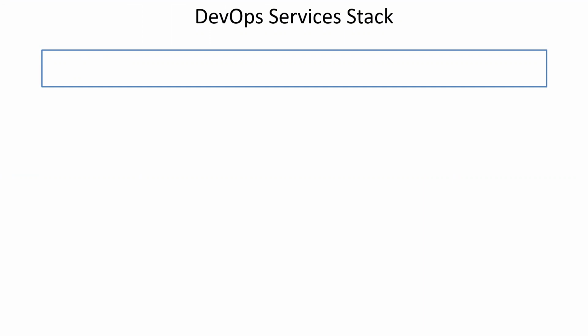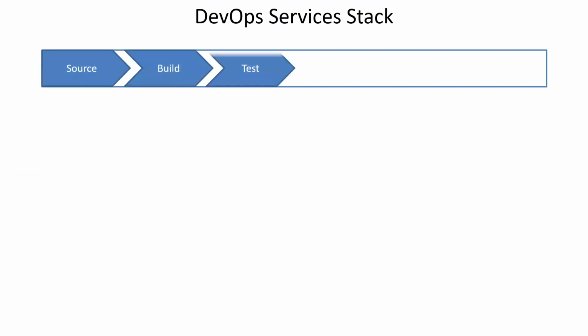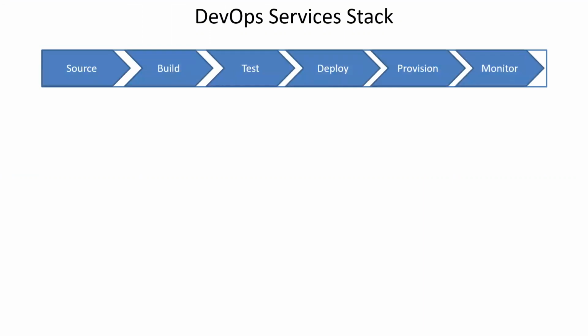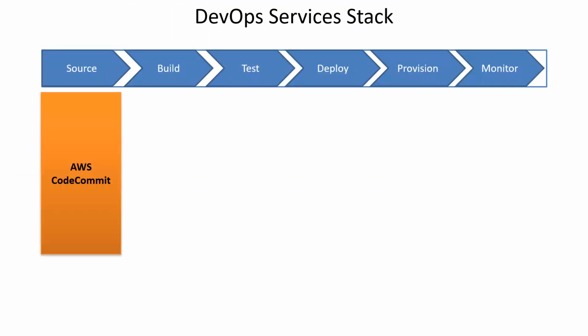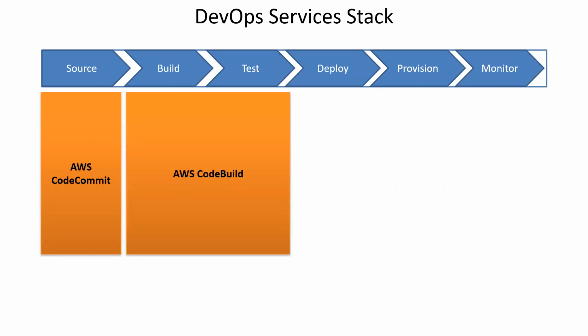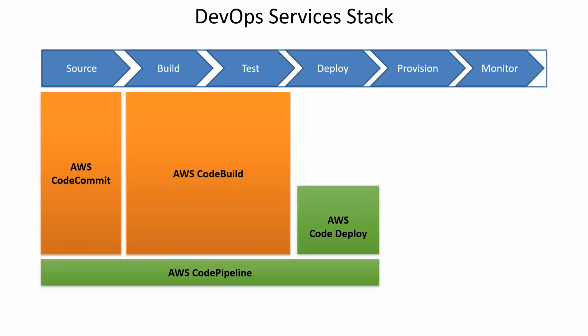The services that fall under this category, under the pipeline, you'll get to see now. The first is the source code. There is a service in AWS called CodeCommit. AWS CodeCommit is a service that falls under the source category. For build and test, they have a service called CodeBuild. For deployment, they have the CodeDeploy service. For connecting all these, they have the pipeline, which is AWS CodePipeline.